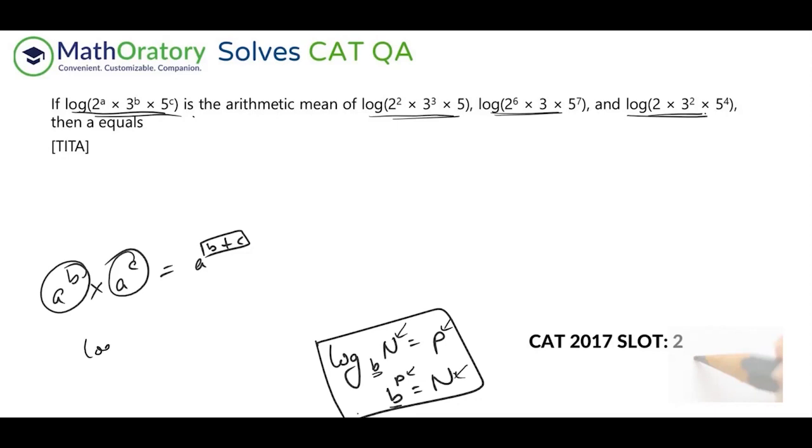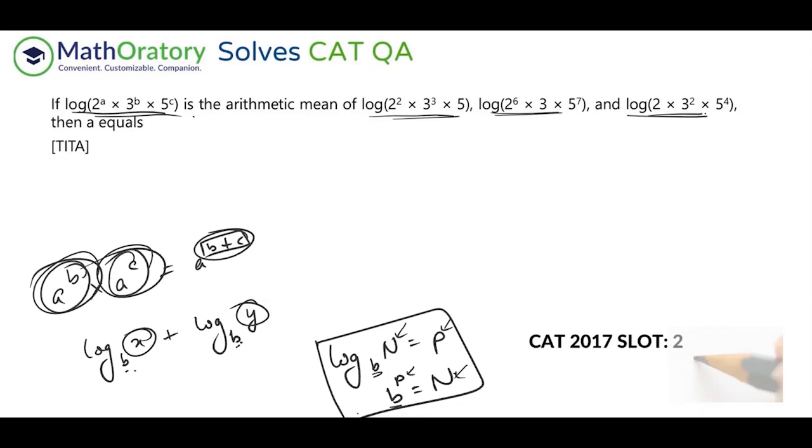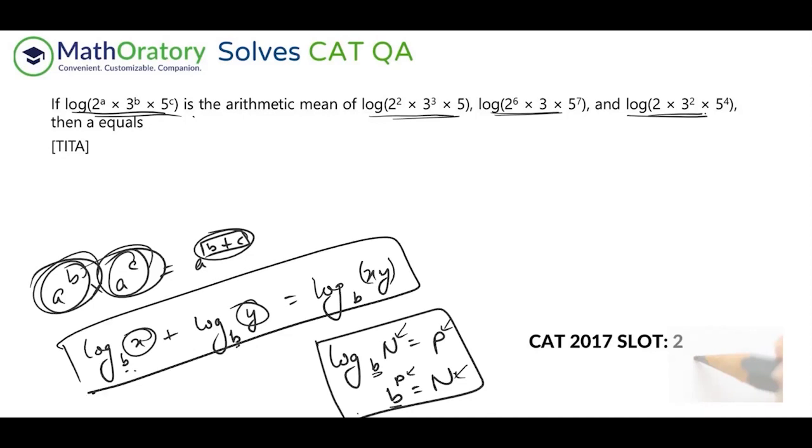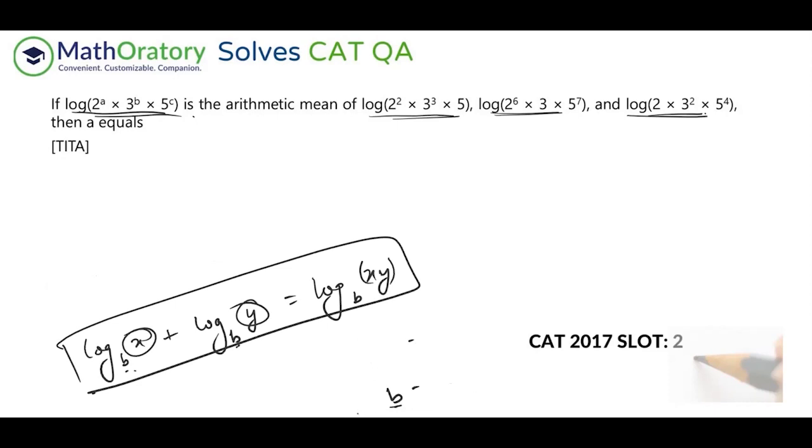So if I add two powers, with the same base kept, the numbers should be multiplied, right? So the numbers are here in case of log. So that should ideally be multiplied. So this is the property that we are going to use in this question. So I hope that was understood. So let us use this property now.